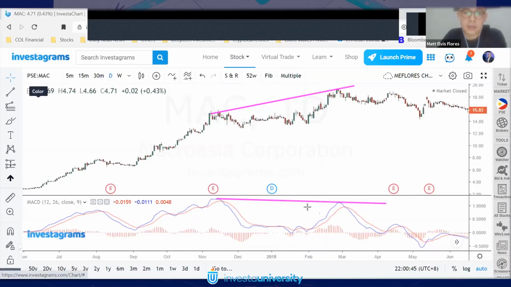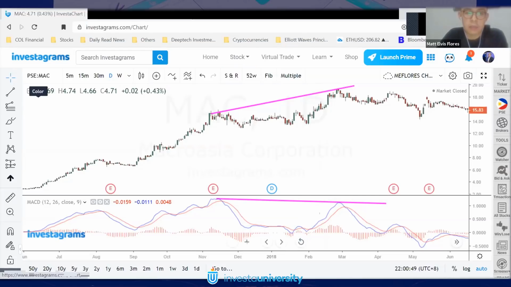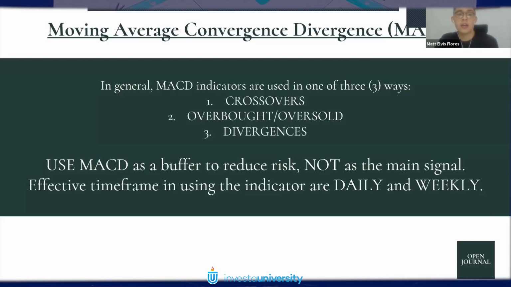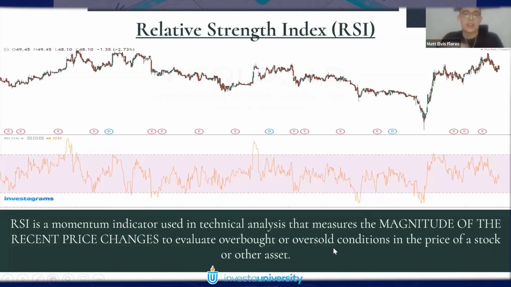Next now is, let me share my screen ulit for my presentation. This one. Okay. So I hope everyone is now clear sa usage ng MACD as your indicator. Let's now proceed sa relative strength index or RSI. Okay. So basically, may mga nalilito na at first, ano ba talaga gagamitin ko? MACD or RSI? Let's define it first, okay?